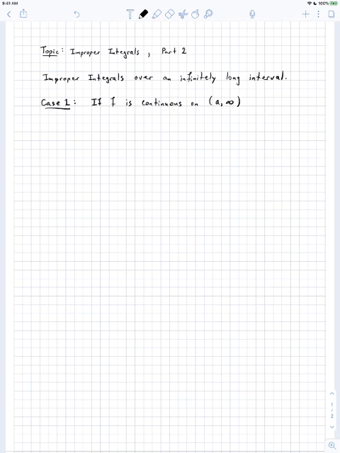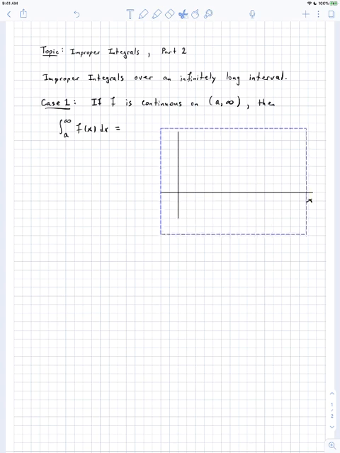where a is some finite number, then the improper integral from a to infinity of f of x dx is equal to, well, what's this going to look like? We're imagining that we have some interval which is infinitely long, something like this. So this is our x-axis here.